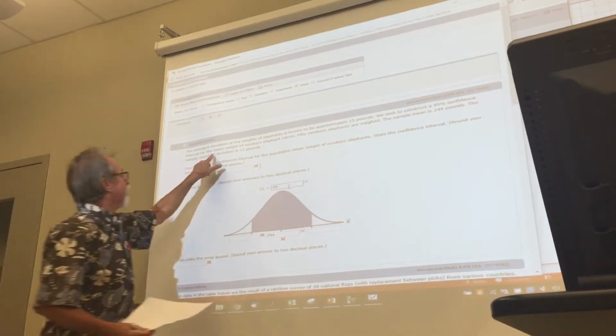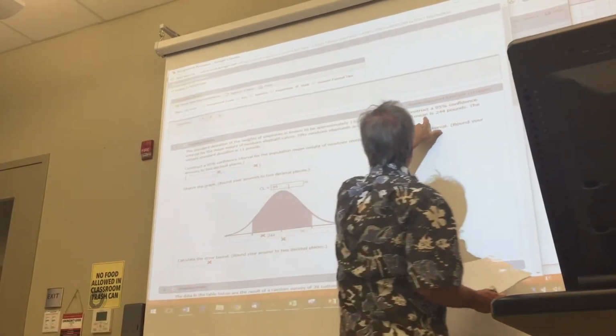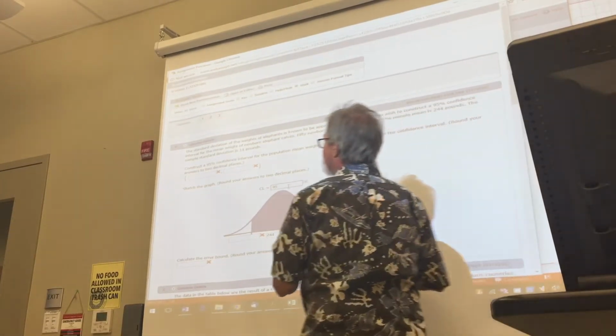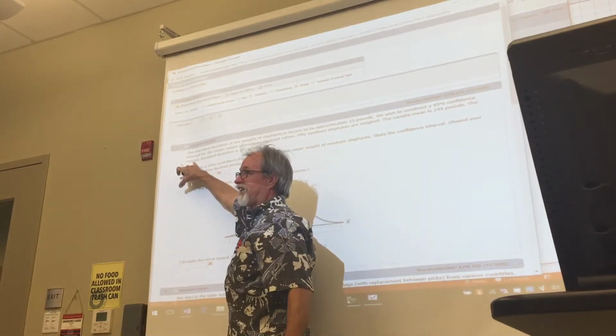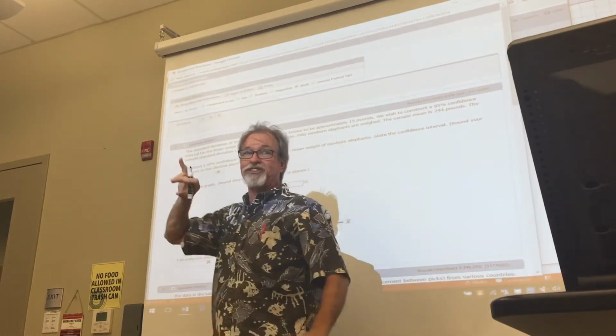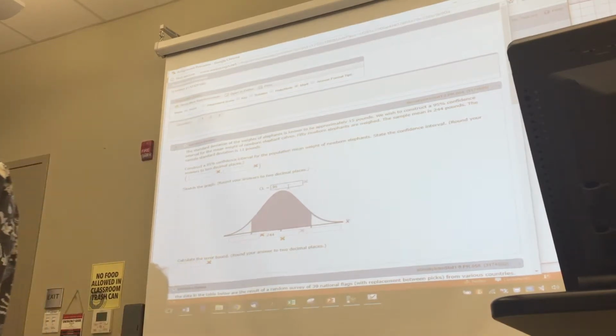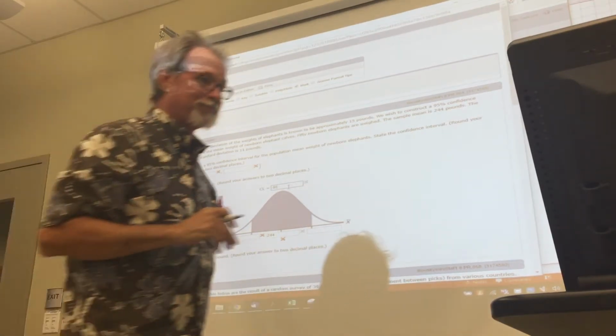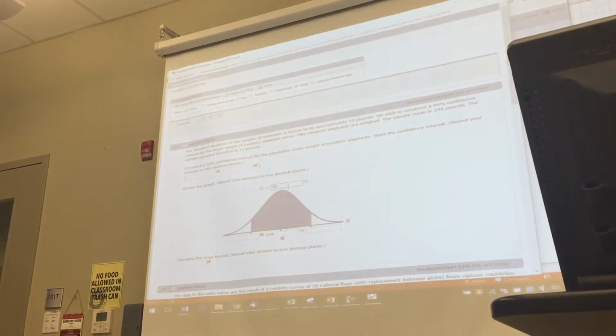Down here, it says the sample mean is 24 and the sample standard deviation is 11. Isn't the sample standard deviation the standard error? No. It's close, but it's not quite. Okay, so I need that number.